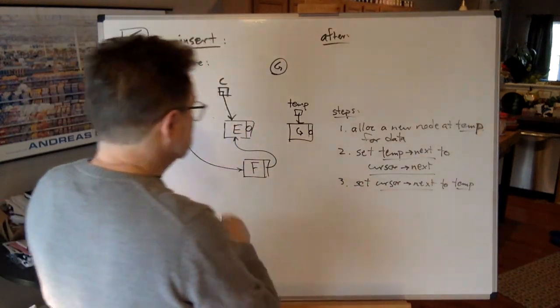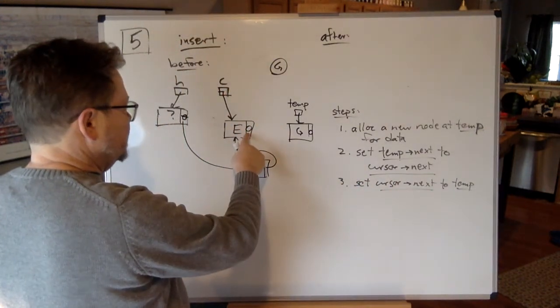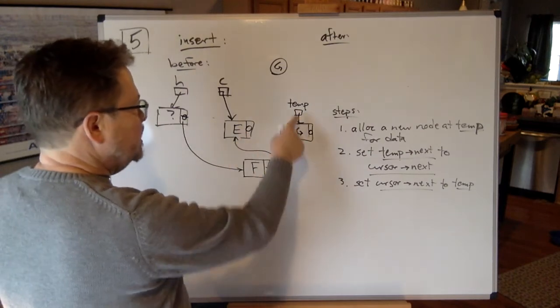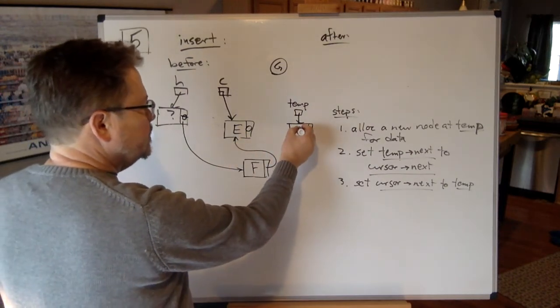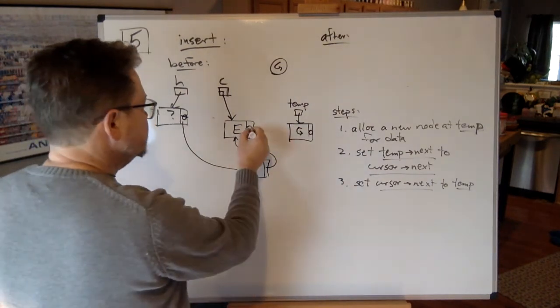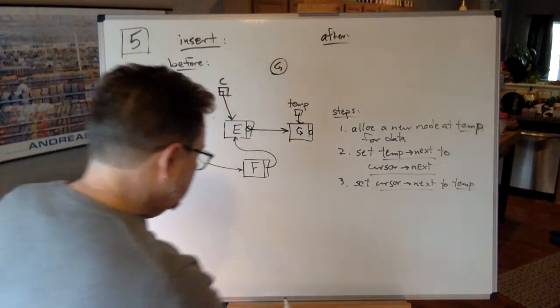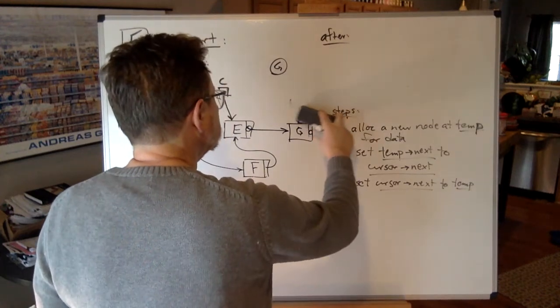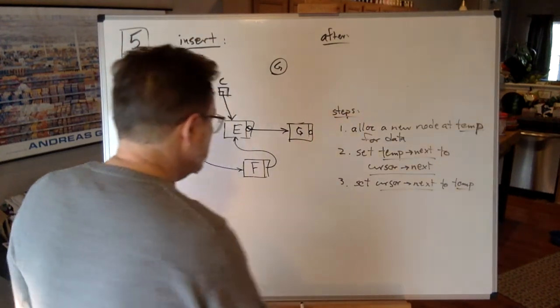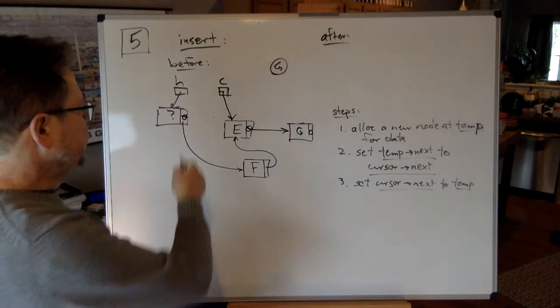Set cursor next to temp. Cursor arrow next. That's a 0. That doesn't matter. I'm setting it equal to temp, which is the address of the node that has G in it. So it's not going to be a 0 anymore. It will now point at G. And then when we return, temp is a local variable. It disappears. And then we look and see what we have in the picture, and look what happened.